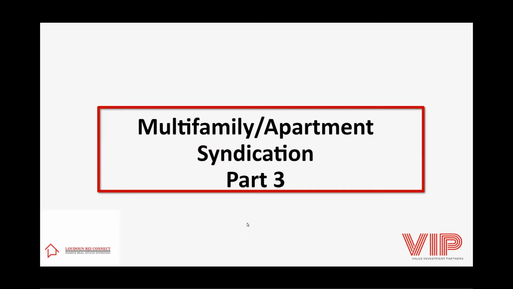This is part three. I believe my wife, my partner in crime, put up session number two, where we basically dove into how we go about selecting areas that we are going to invest in. Here in part three, we're going to have a conversation about the underwriting that is necessary to know whether or not a deal pencils out.